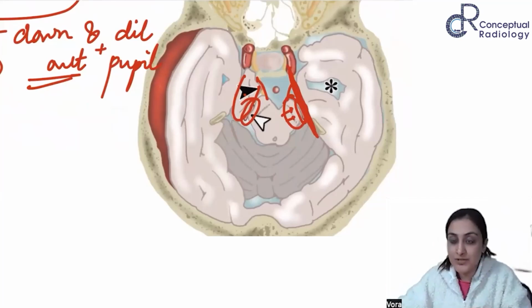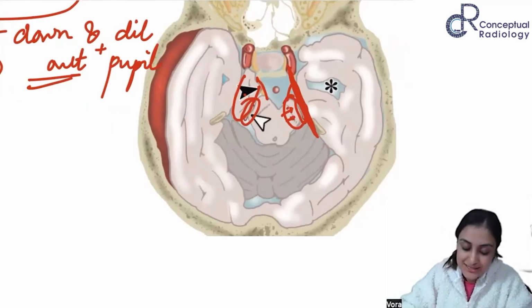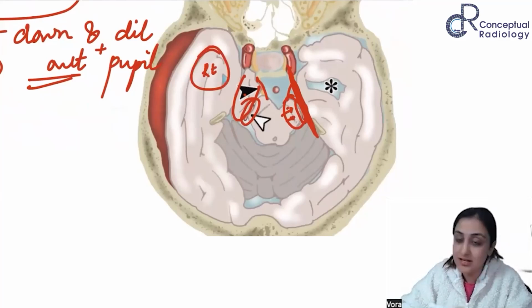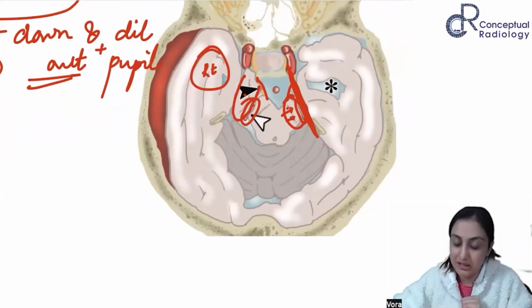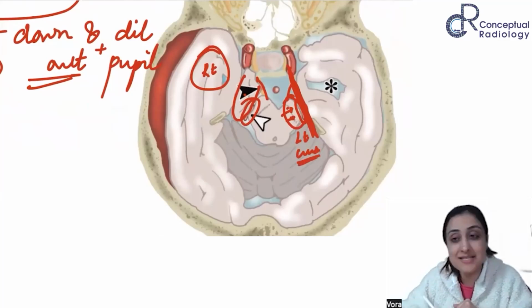So what will you see? You will have compression of this sided crus. So let's say I have a hematoma on the right side. Right sided EDH hai, right sided herniation hai, but now what is happening? Left sided crus is pressing against this tentorium.